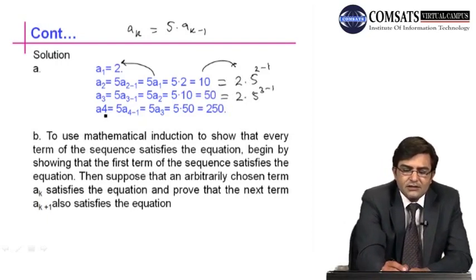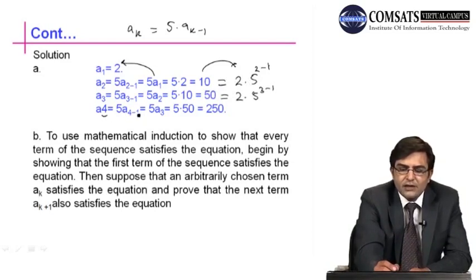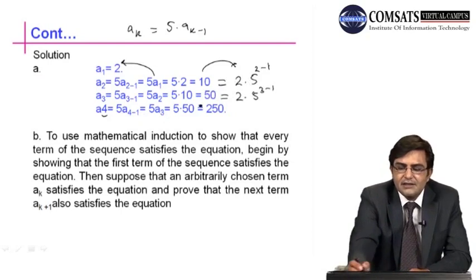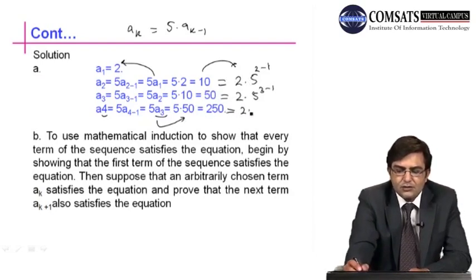Similarly, A4 is equal to 5 into A4 minus 1, which is A3, and A3 is given by 50. So if we replace A3 by 50 here, we get 250, which can be written as 2 into 5 power 4 minus 1. 5 power 3 is 125, and 125 into 2 is 250.